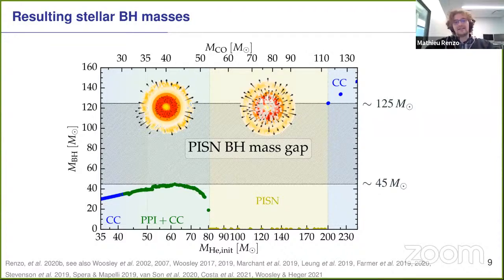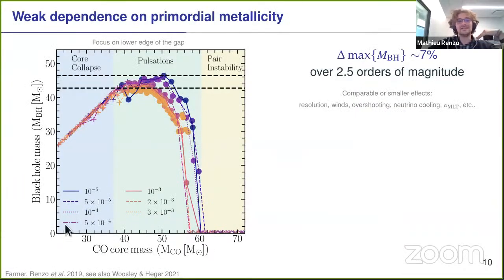Just to demonstrate that this result is robust, let me show you a zoom in on this plot on the bottom left corner. And this is a plot where now I'm showing you models run at different metallicities. So you can think of these as stars that go through this pulsational pair instability in different galaxies. And as you can see, varying the metallicity by more than 2 orders of magnitude, the maximum black hole mass below the gap only varies by about 7%.